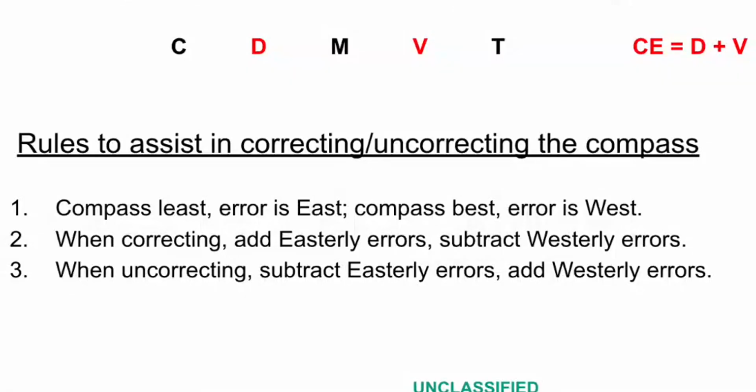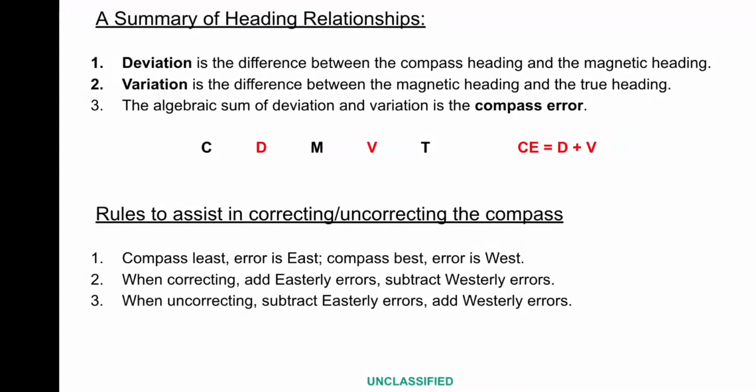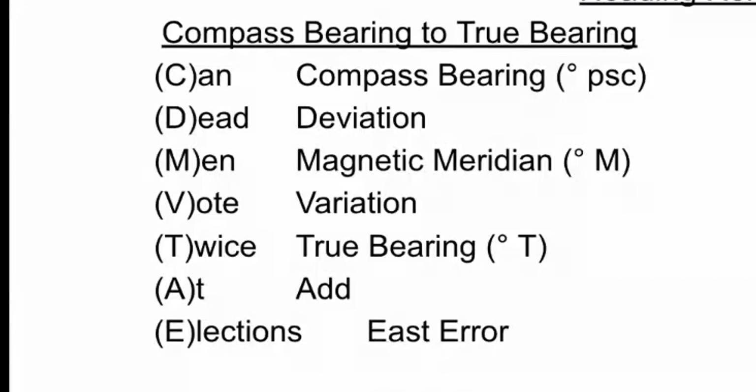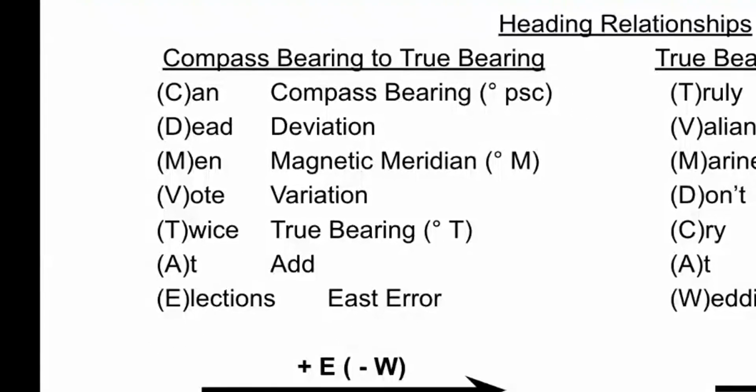Another one is when correcting, you're always just going to add easterly errors and subtract westerly errors. So that's when you're going from compass towards true. And then conversely, if you're going in the opposite direction from true towards PSC, then we are going to subtract our easterly errors and add our westerly errors. Another one of those mnemonics that is more common is can dead men vote twice at elections? So again, this is going from our traditional magnetic compass towards degrees true. And it's just a memory aid in helping us remember the order in which we need to apply these errors. So when we're going from compass towards true, we're going to add east or subtract west.